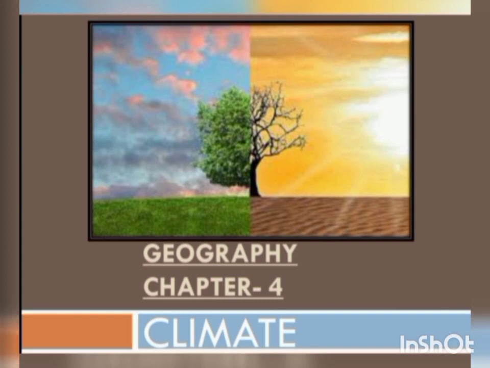What can you see? One side it's bright sunshine, the other side it's cloudy. One side it's a lush green garden, and the other side it's desert. The tree has leaves on one side and has shed the leaves on the other side. What does this depict? Yes, you are right. It is depicting the climate. So, let's begin the chapter Climate.